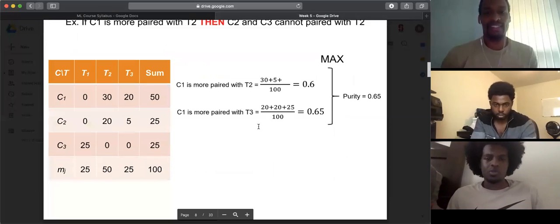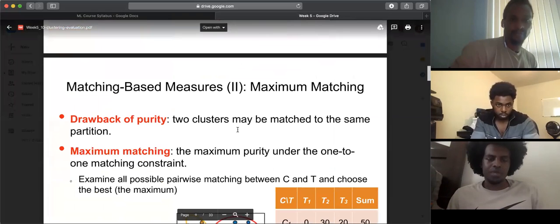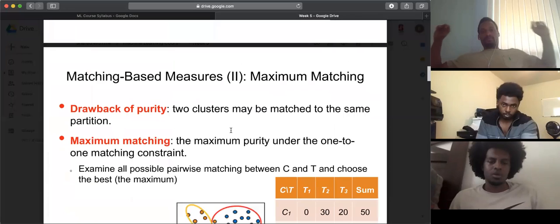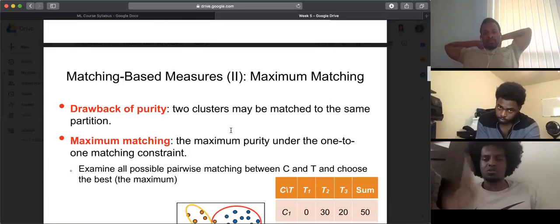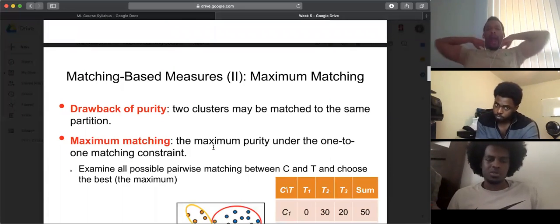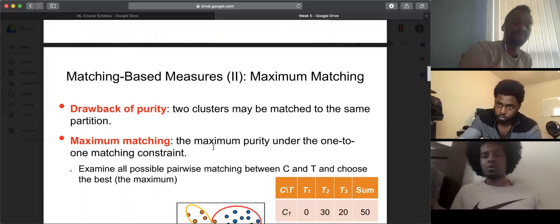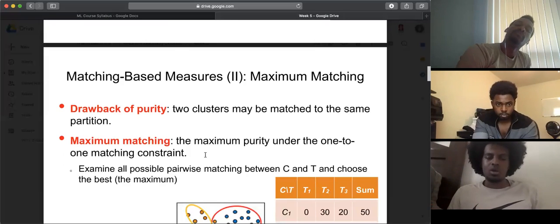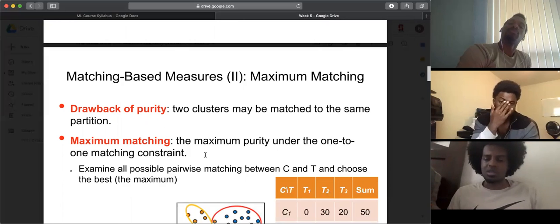Okay. So that's why purity has the issues. Now we're looking at matching-based measures, so maximum matching. This is just the generalized expansion of what we were talking about above. The drawback of purity is that two clusters may be matched to the same partition. So the correction was that you would have a maximum purity and add a constraint so that you can only match cluster C to a singular T, and that once that connection has happened, the others cannot be matched to that same ground truth partition.